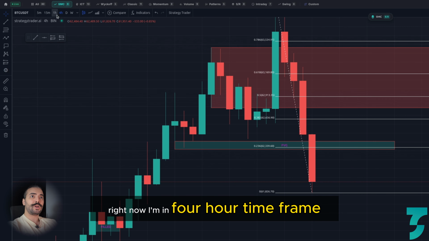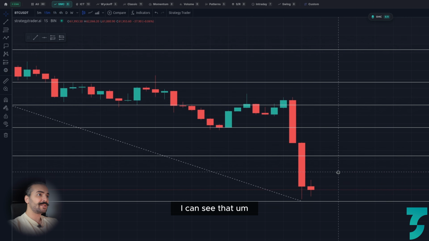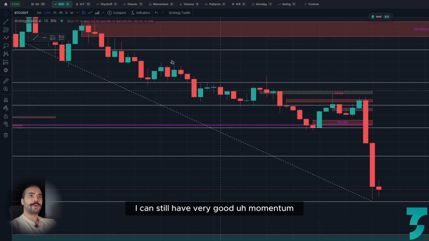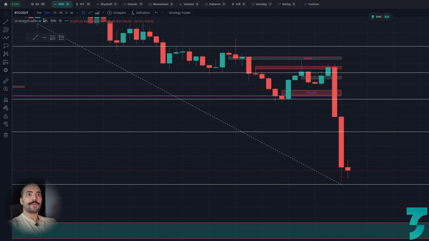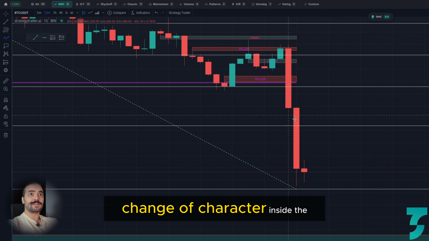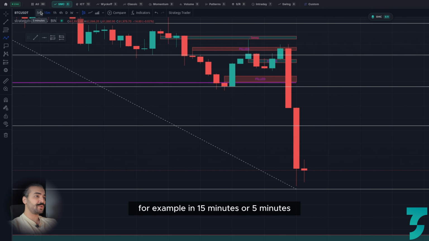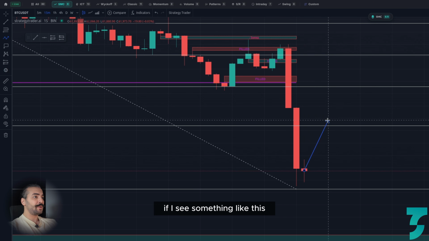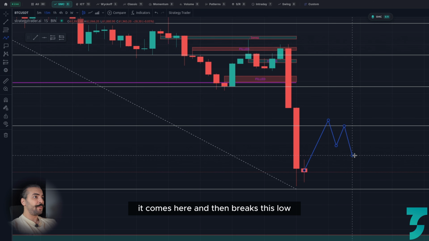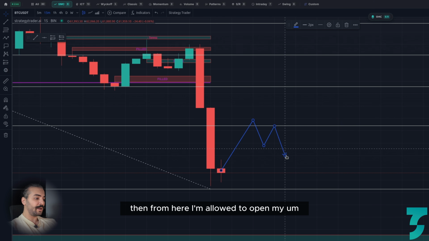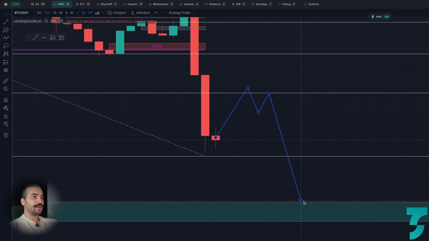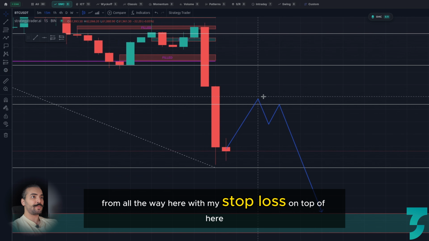Right now, I'm in the 4-hour time frame. So if I go to the 1 hour or 15 minutes, I can see that I can still have very good momentums. I'll wait for a bounce back. And the way I trade it, as I said before, I'm going to wait for a clear change of character inside the lower time frames. For example, in 15 minutes or 5 minutes, if I see something like this, it comes here and then breaks this low, if it makes this structure and it breaks this low, then from here, I'm allowed to open my short.